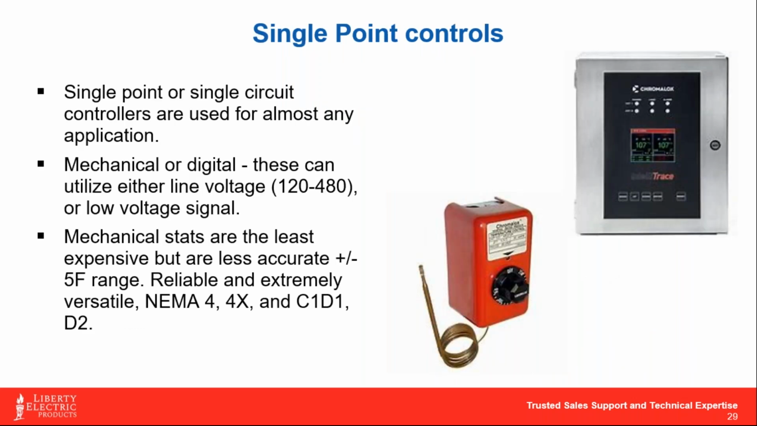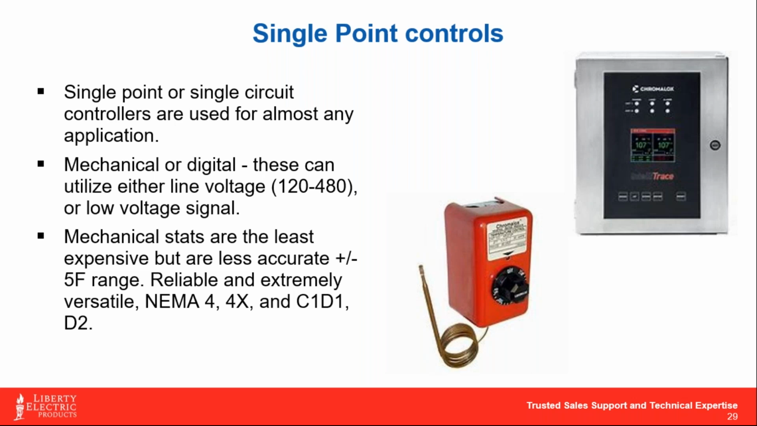Single point controls, very common. These are typically used with smaller tank heaters, things like that. They can be everything from something as simple as a bimetal mechanical bulb and capillary type of switch, like you see that red box there with the bulb and capillary, to a more advanced microprocessor style control, like that small 2-circuit panel you see there in the upper right. These typically will utilize line voltage, 120 to 480 in most cases.